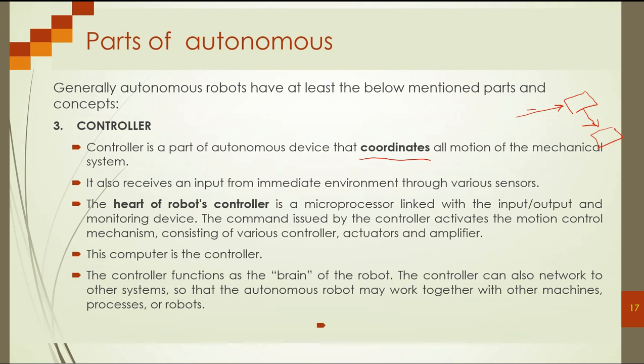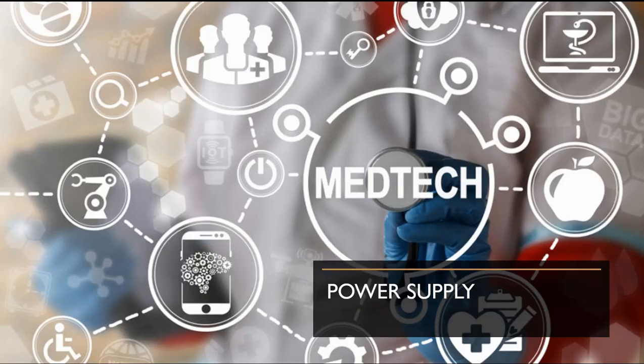Here in the last one, they say the coordinator or controller function is the brain of the robot. And the controller can also network to other systems so that the autonomous robot may work together with other machines. So the controller is the brain. This is a good word, the brain, so that it can control others. Maybe you have many input and output devices, and you also have the coordinator or controller to control these items. So guys, this is maybe okay.